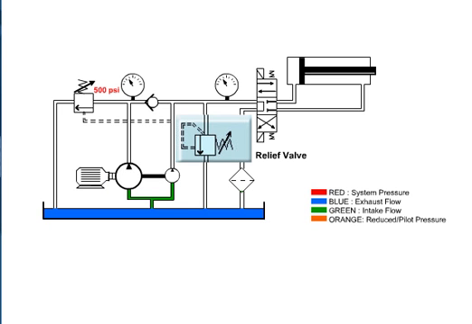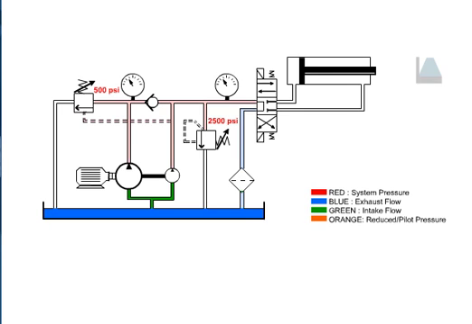This valve limits the maximum system pressure. Notice the schematic shows the pressure at which the valve should be set. Now, watch as these components work.